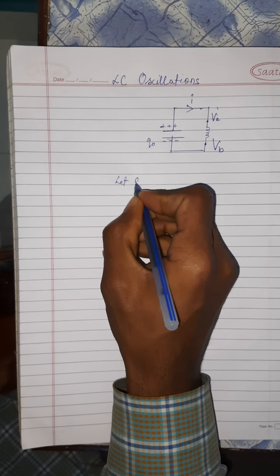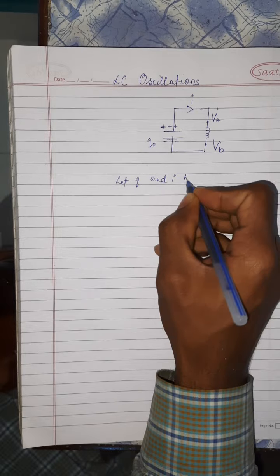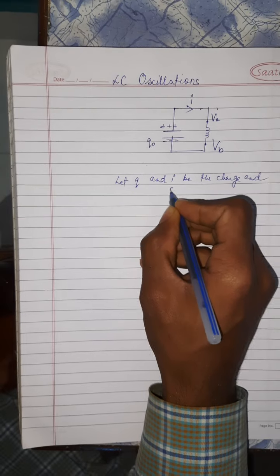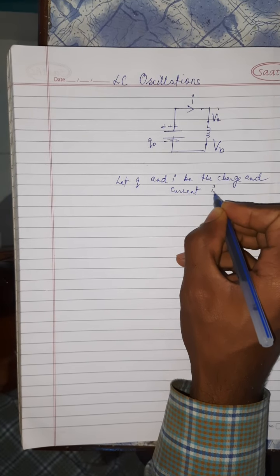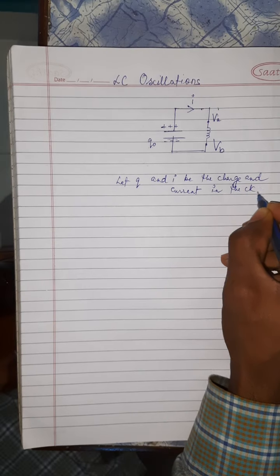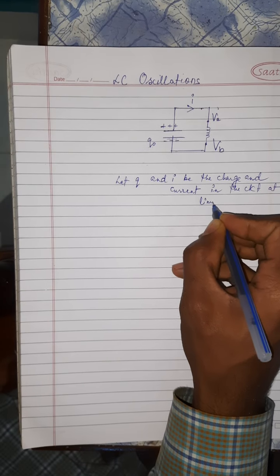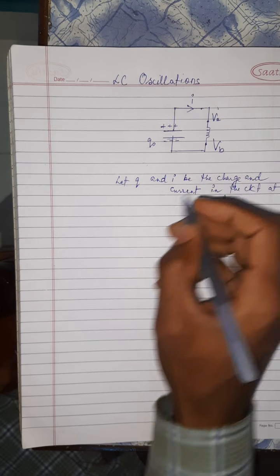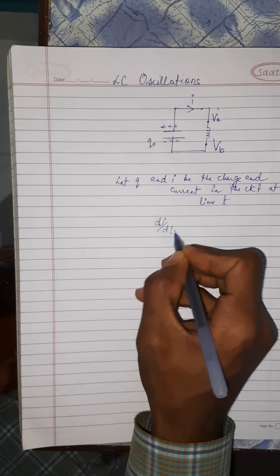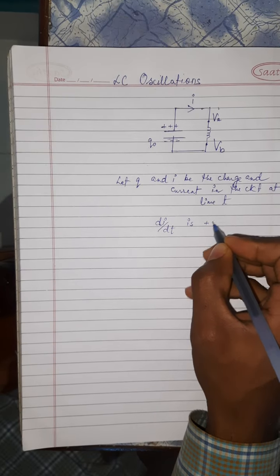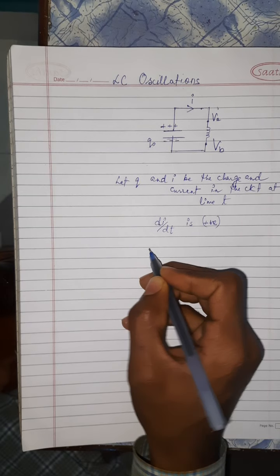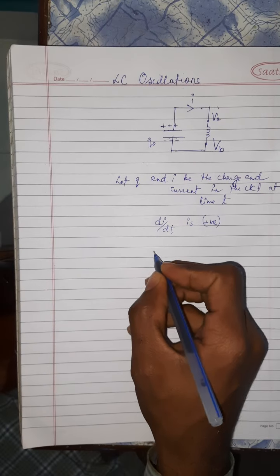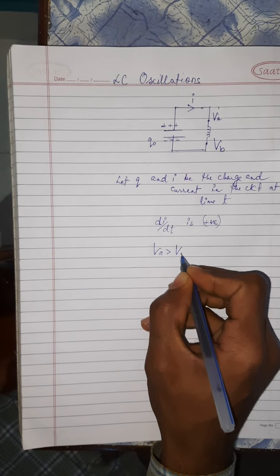So let Q and I be the charge and current in the circuit at time t. As the current is increasing with time, di by dt is positive. So the induced EMF in the inductor will have polarity VA greater than VB.